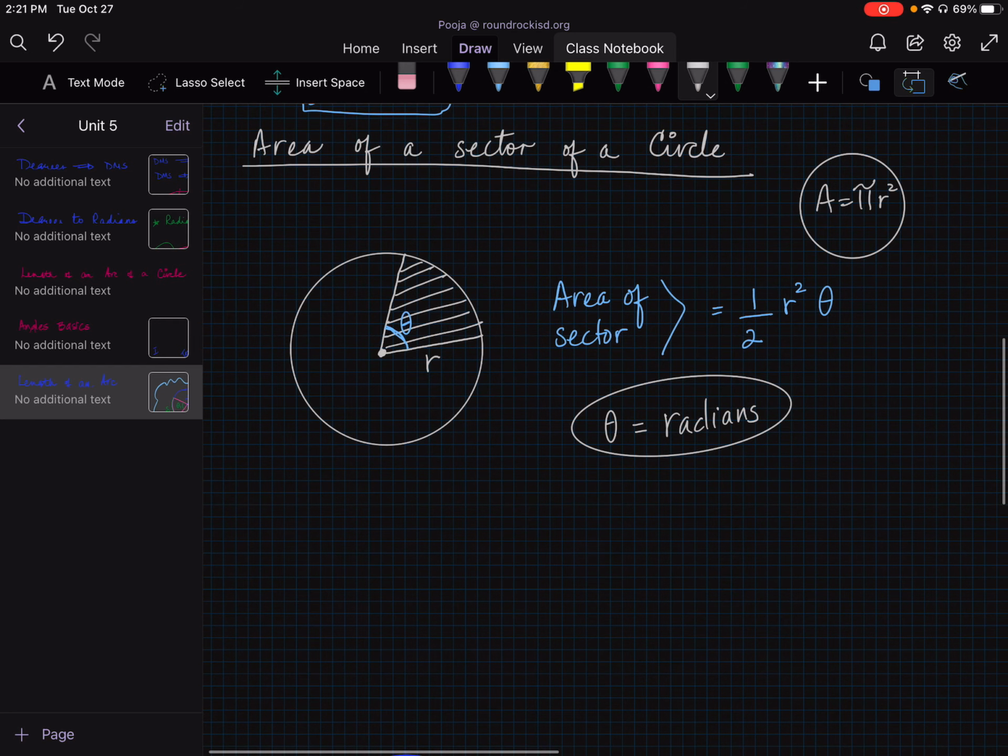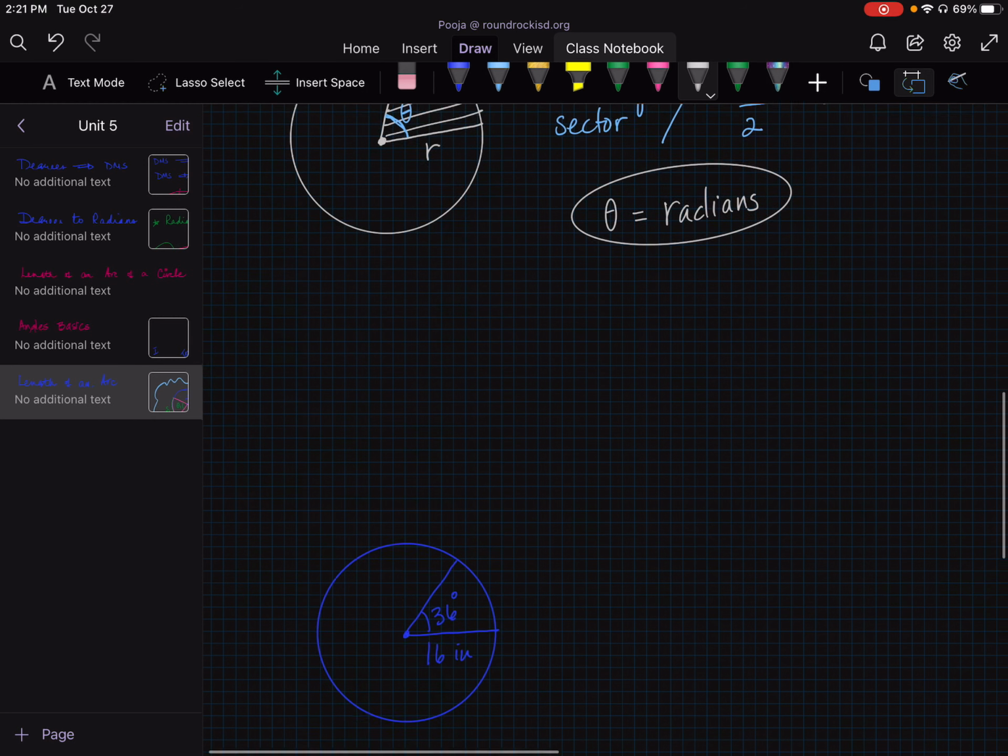Okay, so pretty simple. I don't think that's too hard at all, just finding the area of a sector. So here's an example.